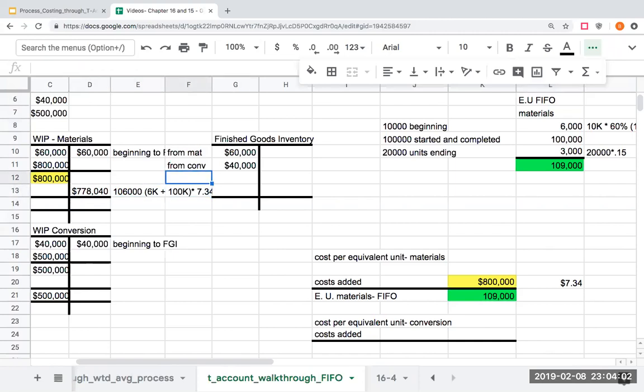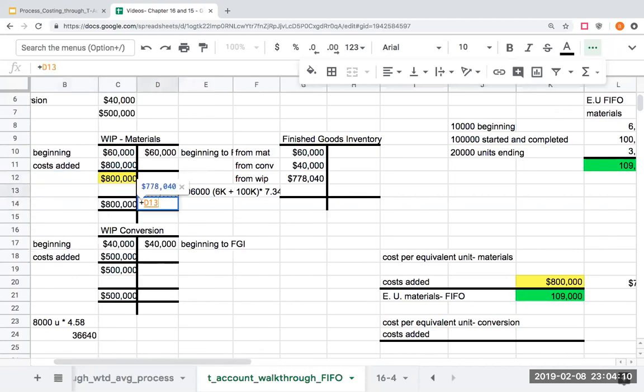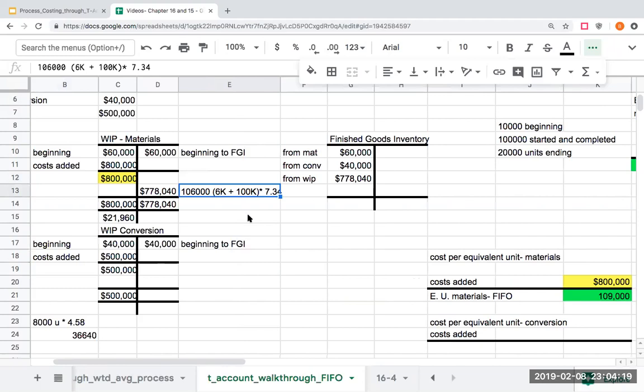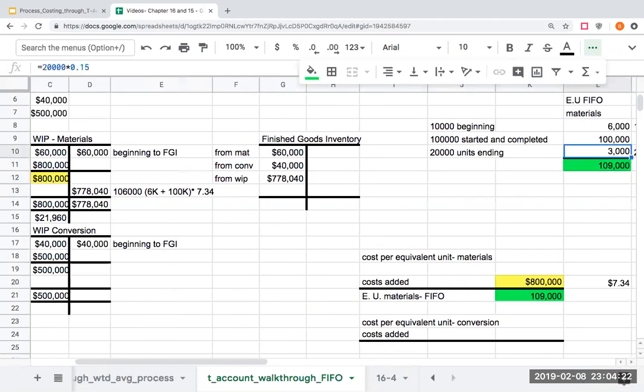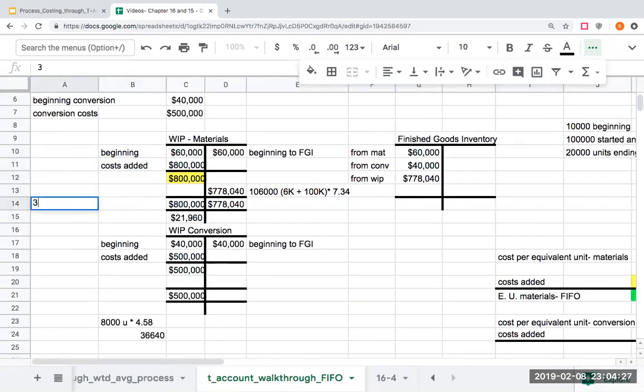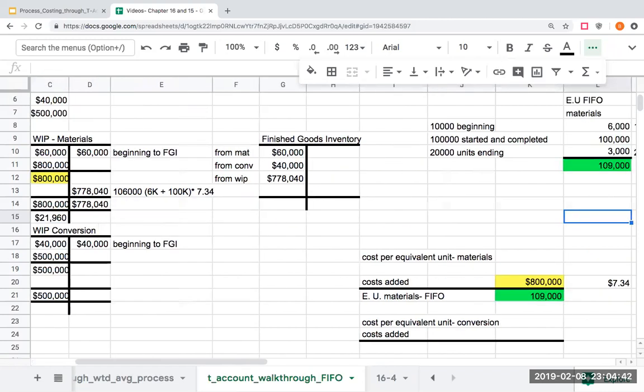This goes to my finished goods inventory from WIP. And so what I end up with here is an ending balance of 21,960. Does this make sense? Well, is there a way we can check our work? Always. Here I've got 3,000 equivalent units, same as in the last problem. If I take 3,000 equivalent units multiplied by 7.34, I'm going to get 22,020. I'm off slightly because of the rounding. So that's what I'm doing over here for materials.